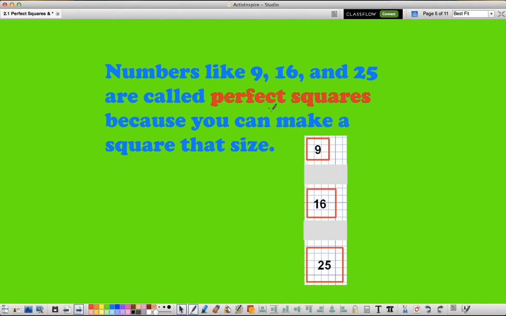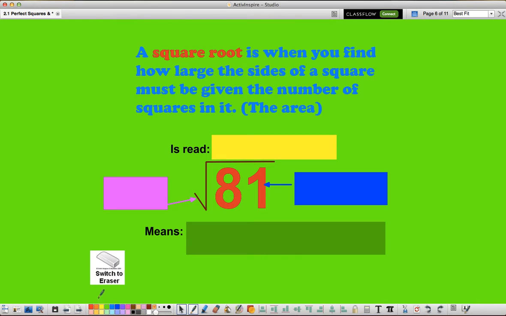Okay, so again, the perfect squares in this case are 9, 16, and 25 because they are what you get. So it's like the area of your square. So 9, 16, 25, those are the number of blocks you would need to make a perfect square. And again, this goes higher and higher and higher. And there's an infinite number of ways to do it since there are an infinite amount of numbers.